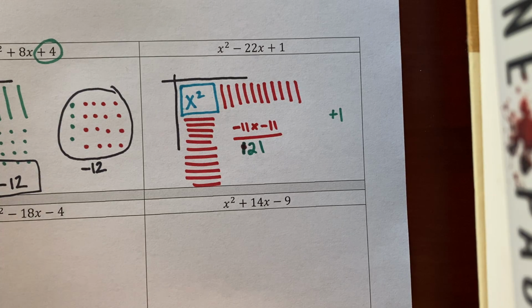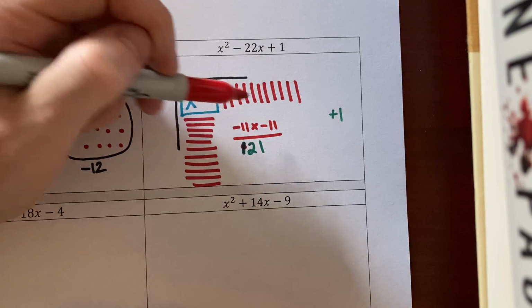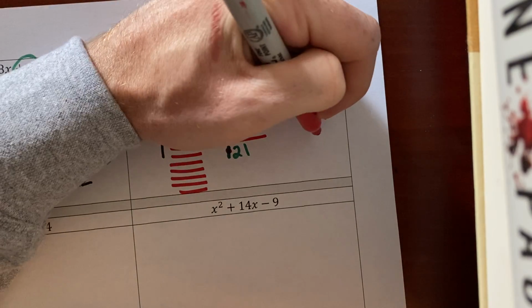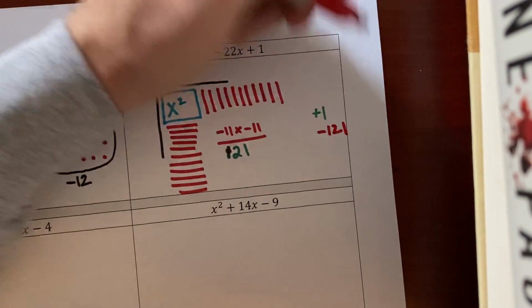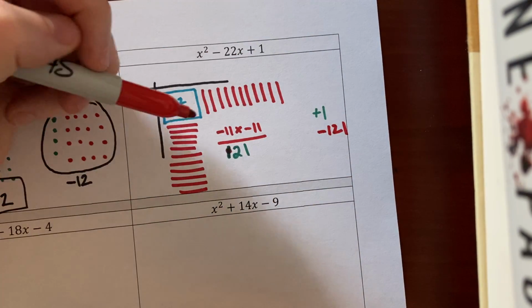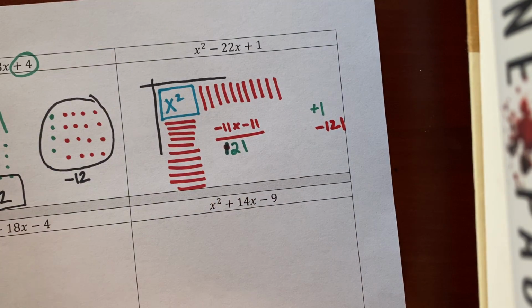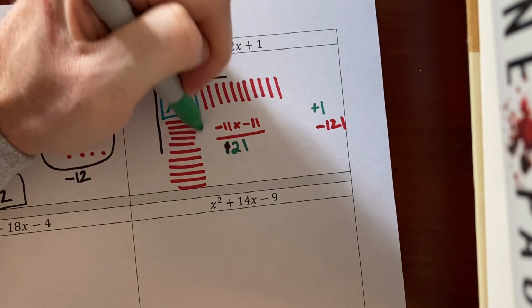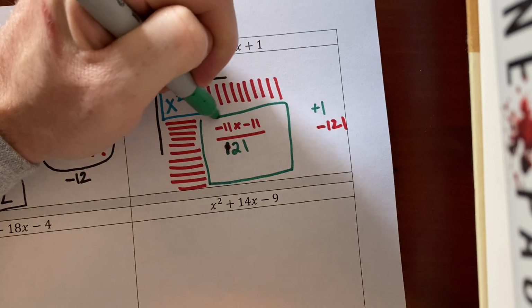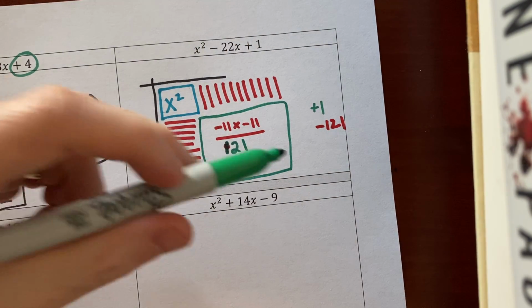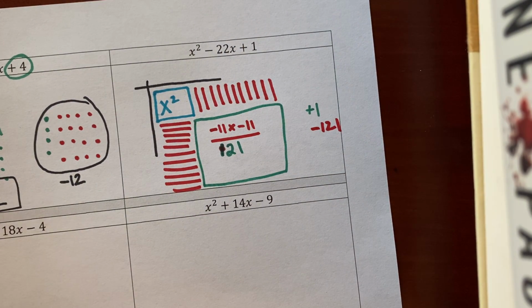All right, since I added 121 to this left-hand side, I've got to make sure I subtract it on the right-hand side. You're always doing the opposite. Since I added 121 to get all of this space right here, right? This is full of 121 dots. I've got to make sure I subtract them over there.